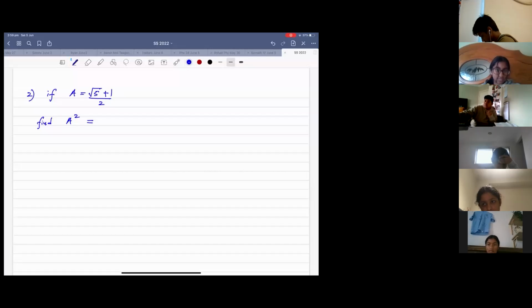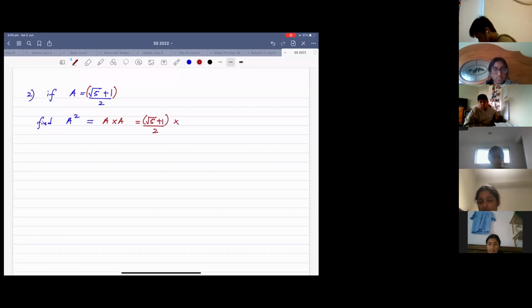Okay. So you put a bracket here. Then A squared means what? A squared means A times A, right? So what is A? Square root 5 plus 1 divided by 2 times square root 5 plus 1 divided by 2. What's wrong with that?